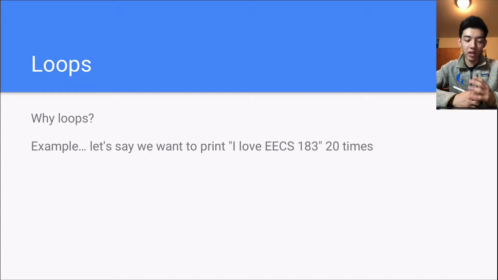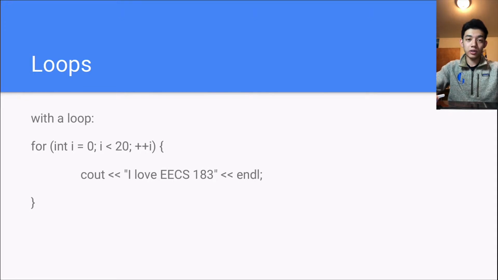For example, let's say we want to print I love EECS 20 times, which I'm sure we all do. With a loop, we can do this in 3 lines, right? And don't worry if you don't know what's going on in the for loop itself. We'll go over that in detail in a couple slides. But just know that these 3 lines will successfully print I love EECS 20 times.